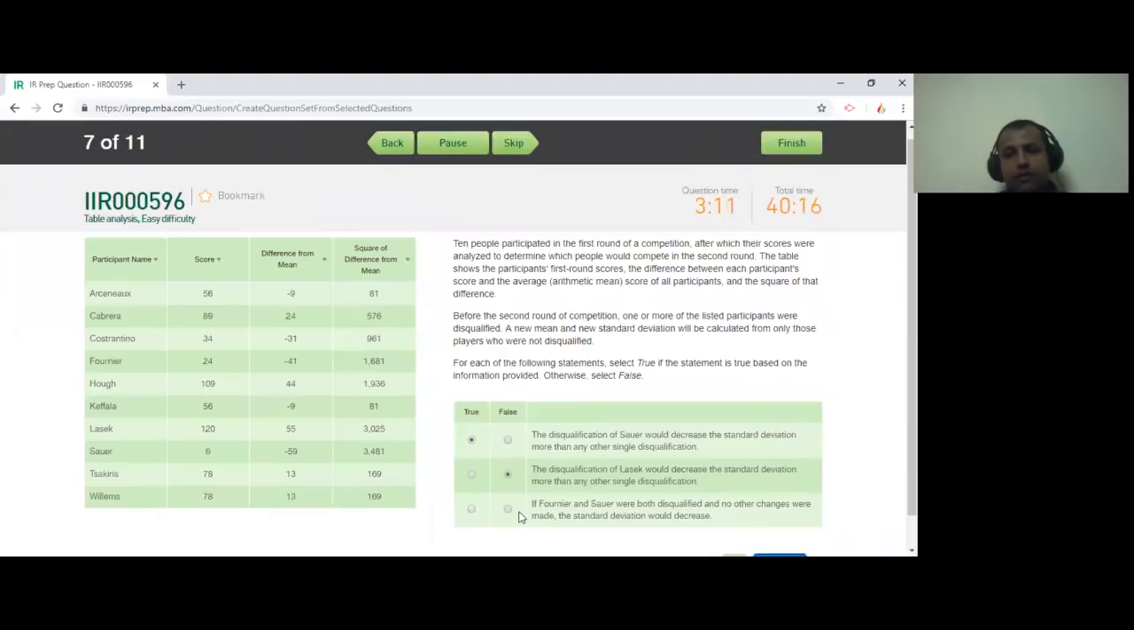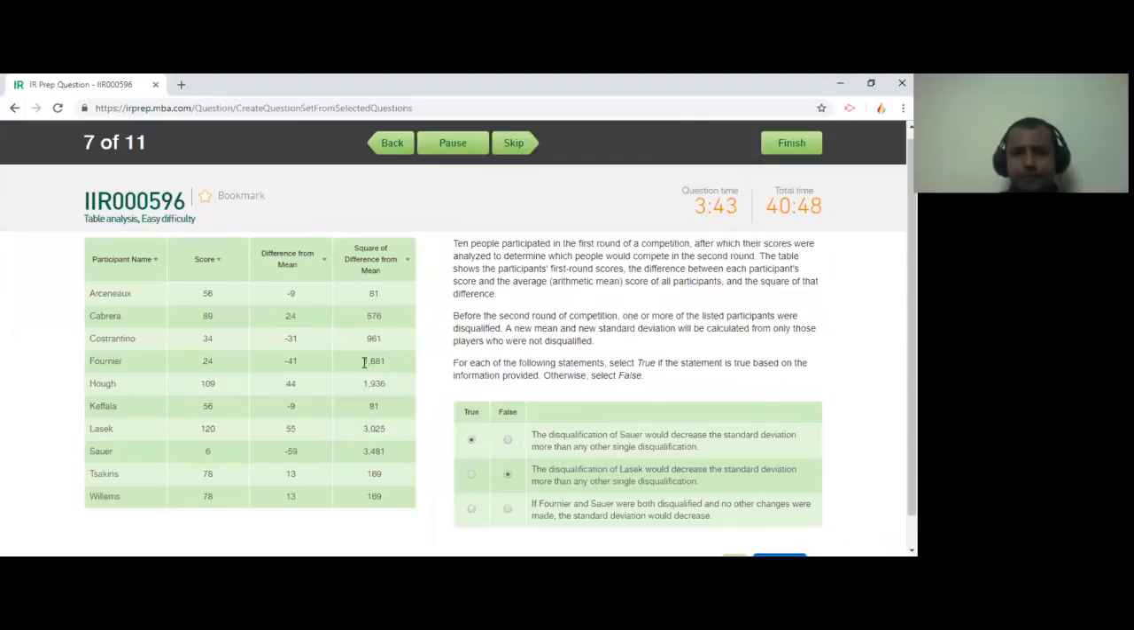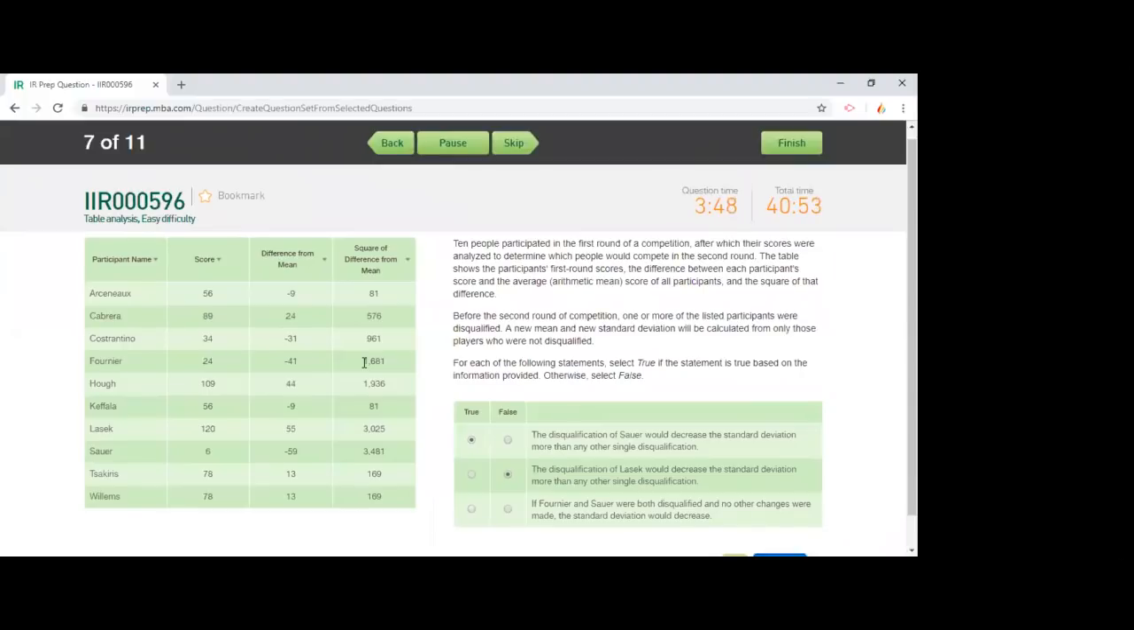Okay, so let's analyze how I can prove this. Fournier is this person and his mean deviation is 1681, and Sawyer is already the highest. So how do I confirm that standard deviation would decrease? I think again, since it's the square of the difference from the mean, if the difference from the mean is decreasing, then automatically the square will also decrease.